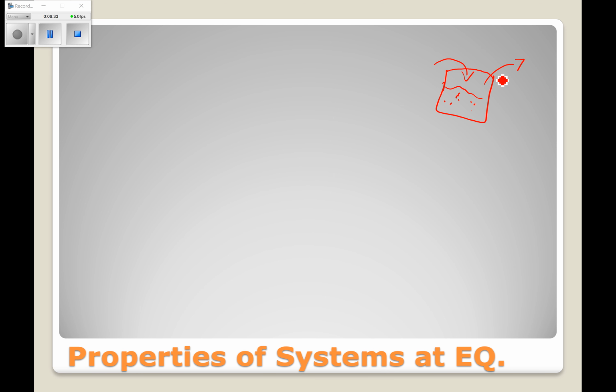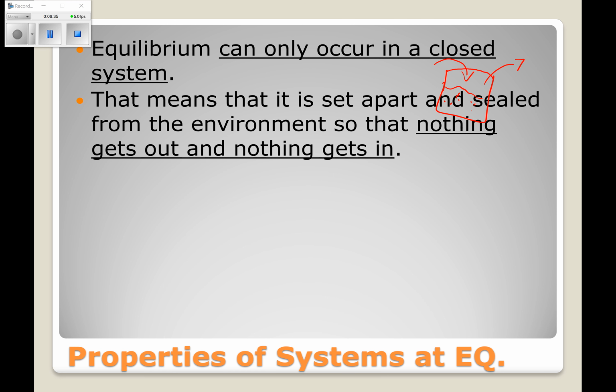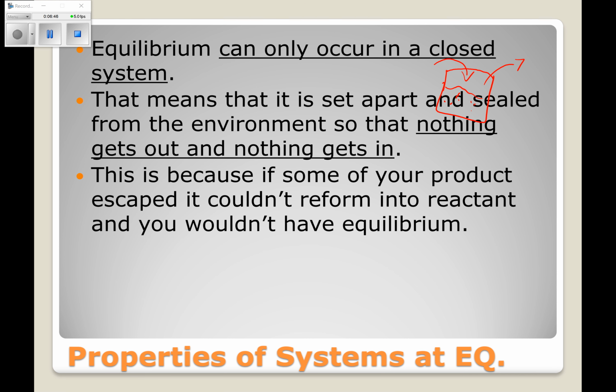We'd have to put a lid on top here in order to allow this reaction to achieve equilibrium. So nothing gets in, nothing gets out. It has to be sealed from the environment. If we are forming product and it's escaping our container, it can't react in the reverse direction to form our reactant, and therefore we can't have equilibrium.